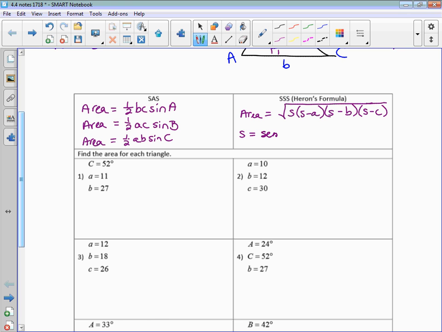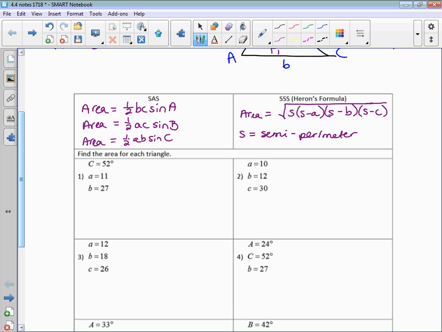S is equal to the semi-perimeter. S times S minus A times S minus B times S minus C. And then semi-perimeter. So guys, what's a semicircle? Half a circle. So what do you think the semi-perimeter is? Half the perimeter. There you go. Okay? And that's if you know all three sides.